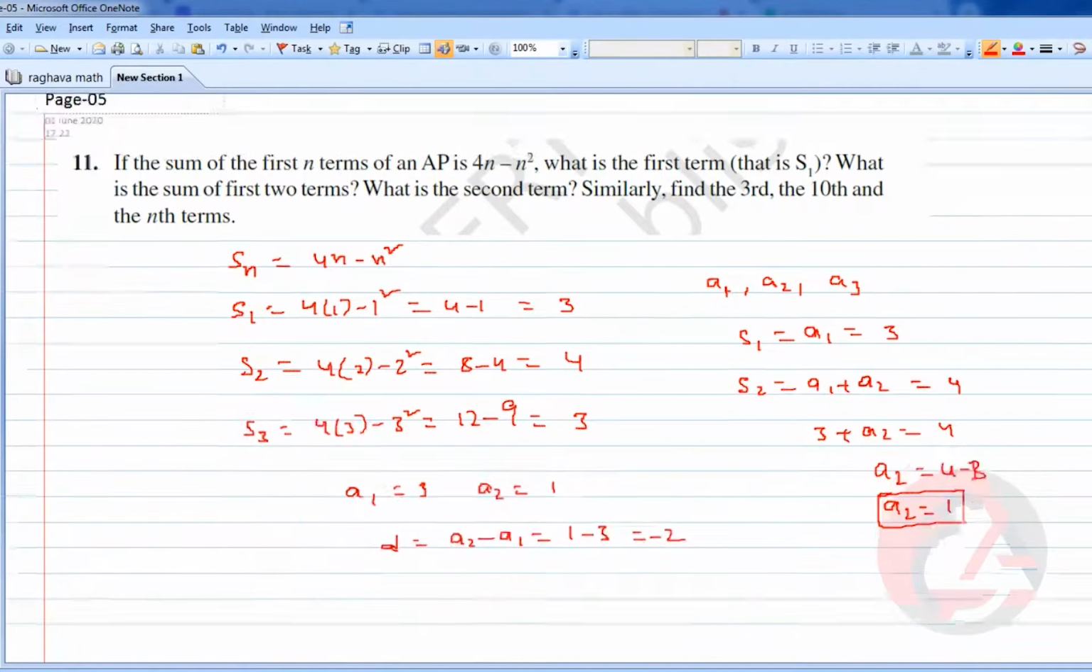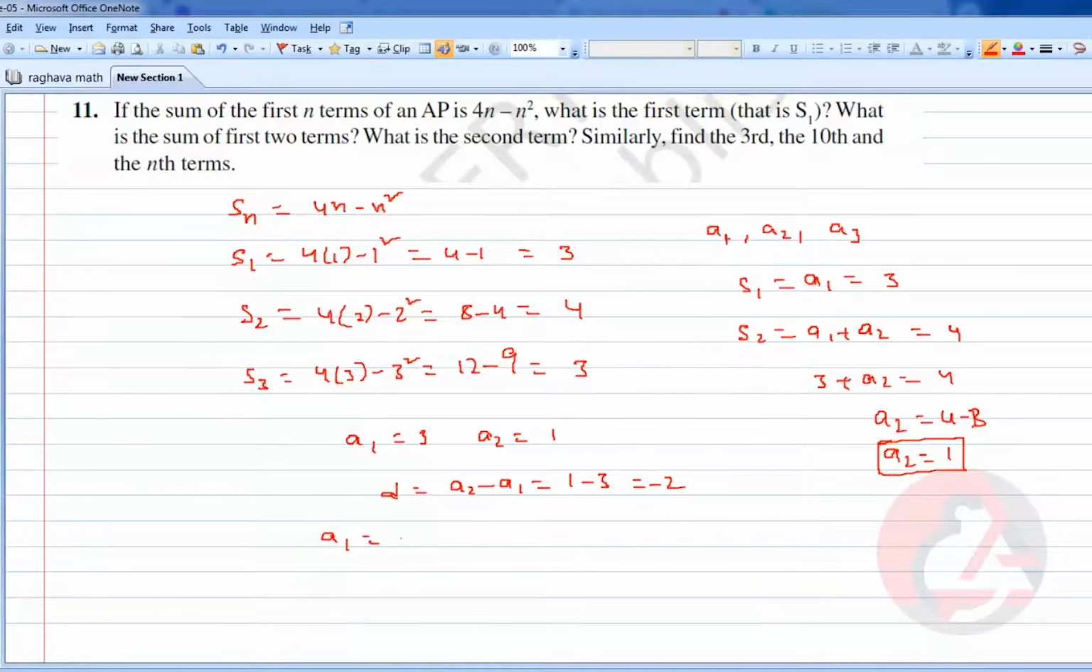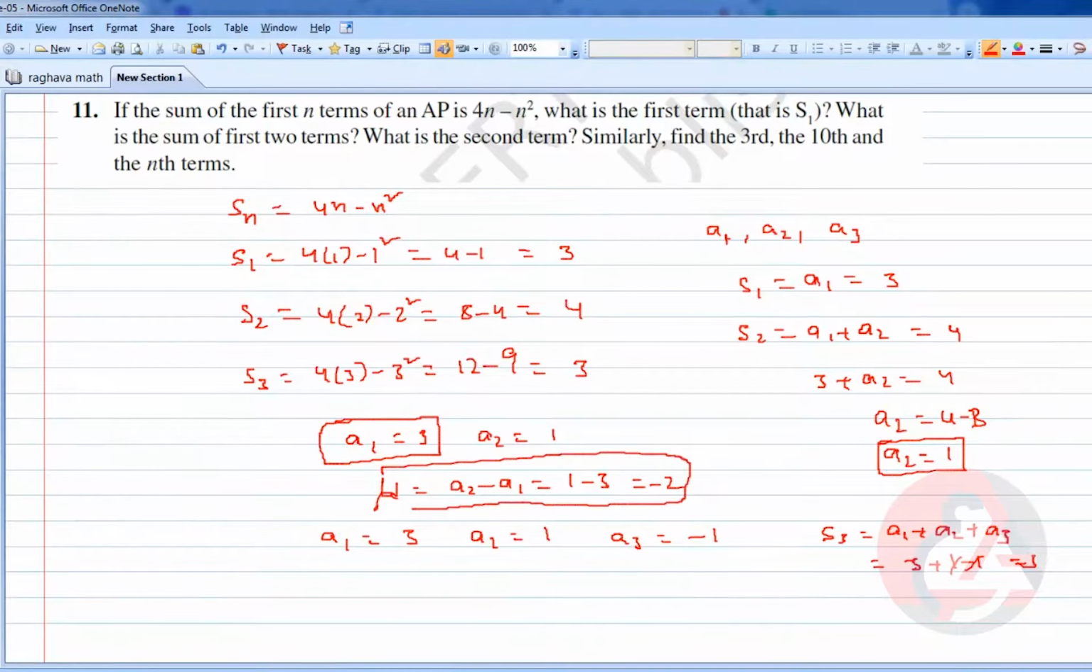So now we can verify whether what we have done is correct or not. A1 is equal to 3, A2 is equal to 1, A3 is equal to 1 minus 2. 1 minus 2 means minus 1. So if I'm taking S3, your answer should be 3. Yes, correct. S3 is A1 plus A2 plus A3. So 3 plus 1 minus 1, so 3. So our procedure is correct. So now we have the A value, the N value, and the D value, where D is minus 2. Once you get the A and D values, you can generate anything related to AP.